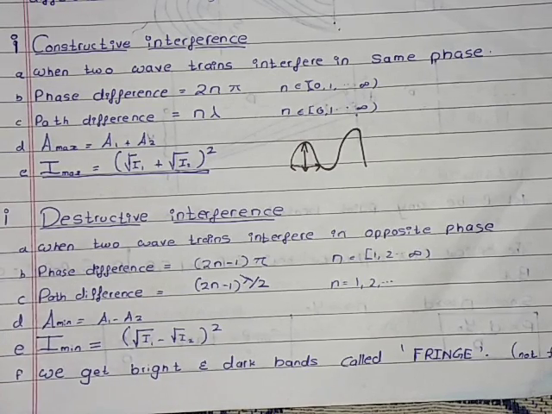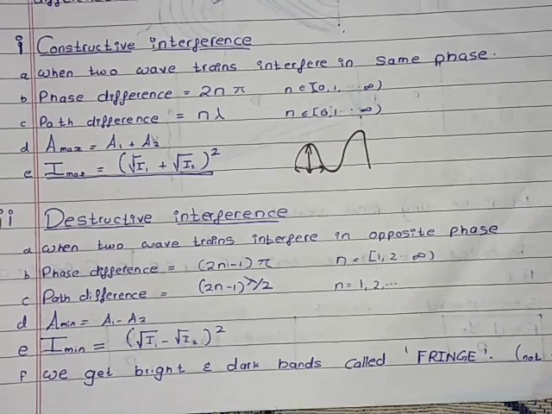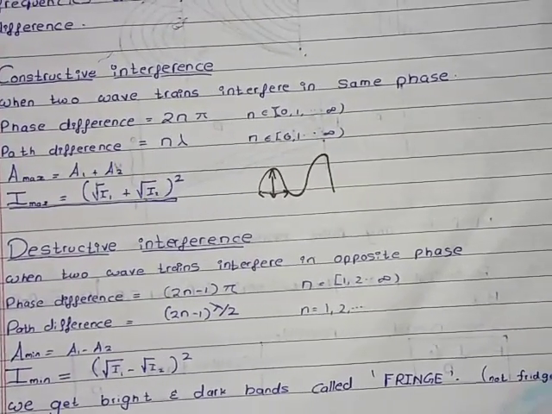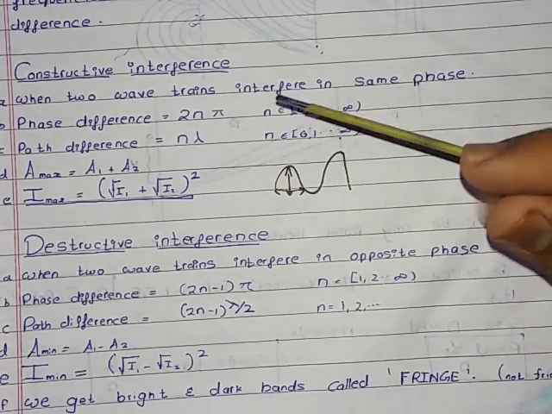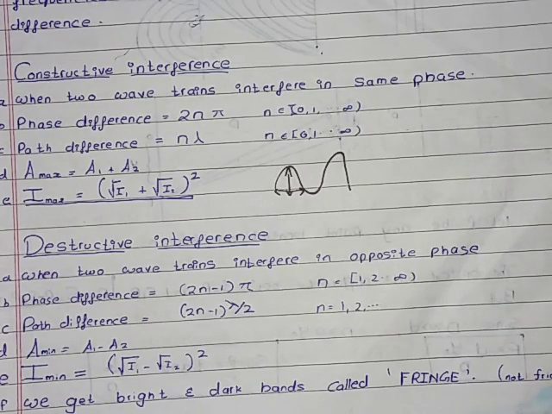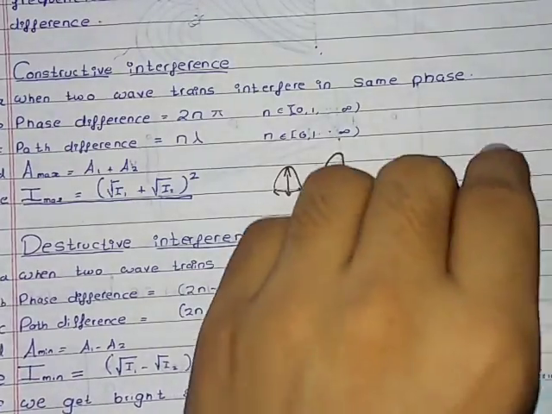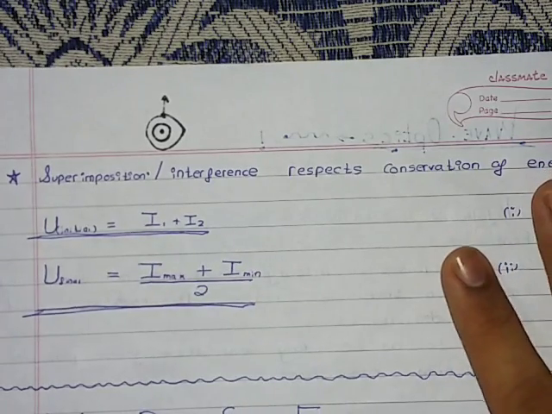We get bright and dark bands called fringes, not fridge. Lol. Sorry, not fridge. By this we can get one dark band, one bright band, one dark band, one bright band, and so on. That is a fringe. Now I think we are on the last part of the basics, especially.